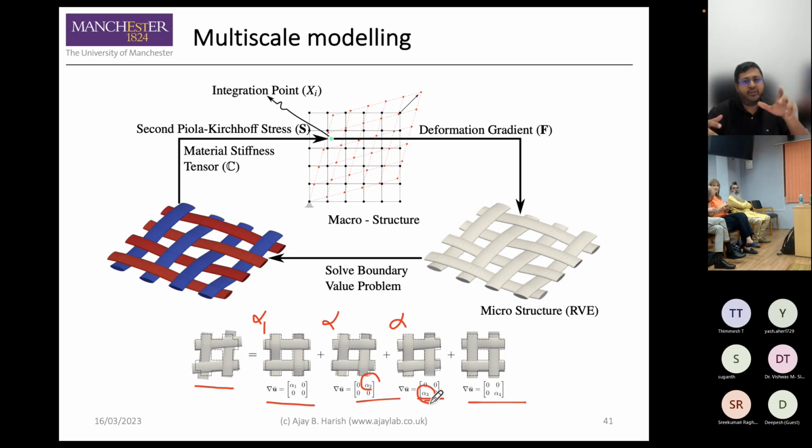So what we do is essentially take the 4 sides of the weave and apply a displacement on all 4 sides, solve our micro scale problem, and get our material tangent and the stress components from there to put them back into the multi-scale framework.